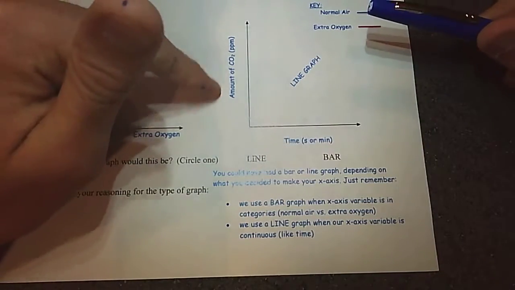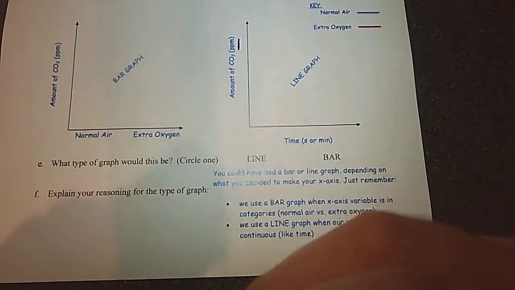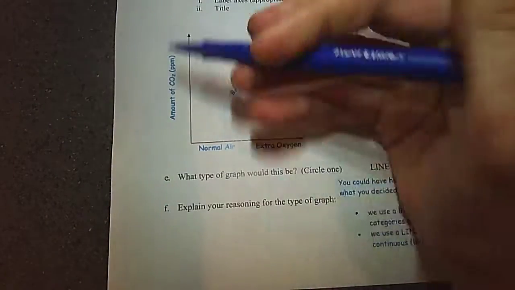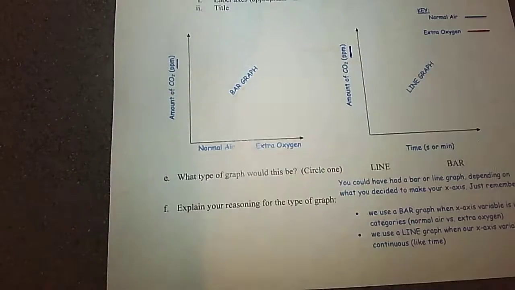Now I need to make sure that the y-axis is what I'm measuring. It's the amount of carbon dioxide, and again, the units, parts per million, are really, really important. So if we transfer over to the bar graph, you'll notice that I have the same thing. I'm measuring the same thing, amount of CO2, parts per million.